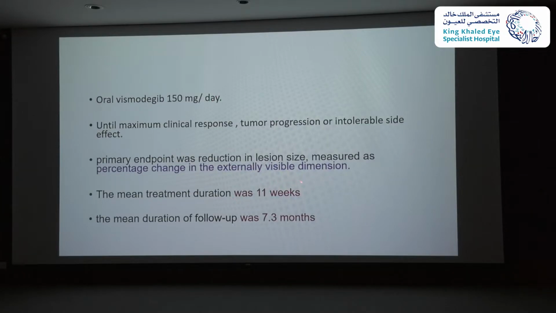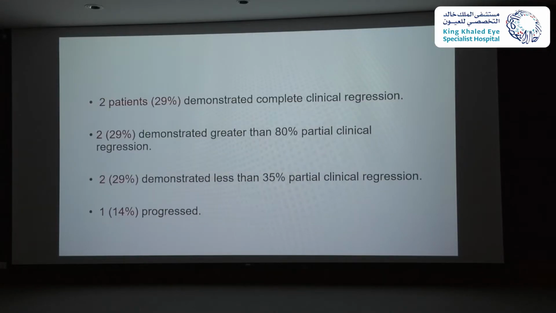Notice here that the mean duration of treatment is only 11 weeks, which is so short. And the mean duration of follow-up was 7 months, which is again short for basal cell carcinoma. As you can see, 29% had a complete response, 29% had more than 80% partial response, and only 29% had less than 35% partial clinical regression.